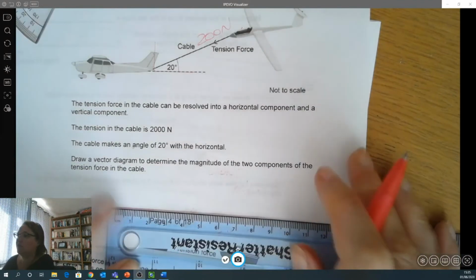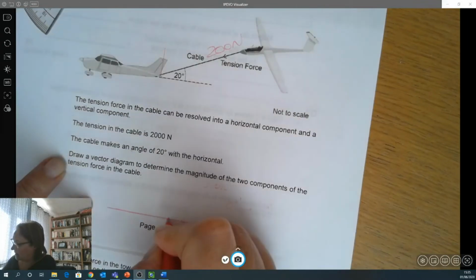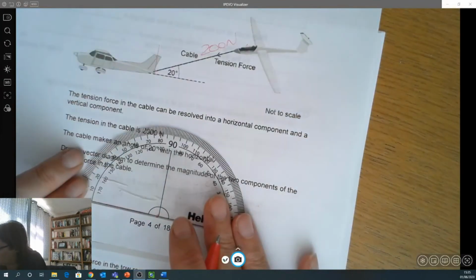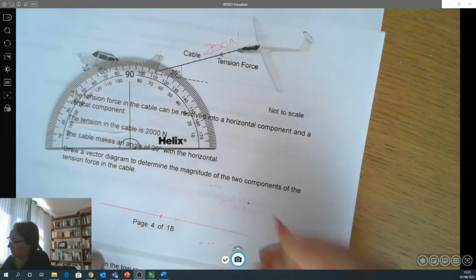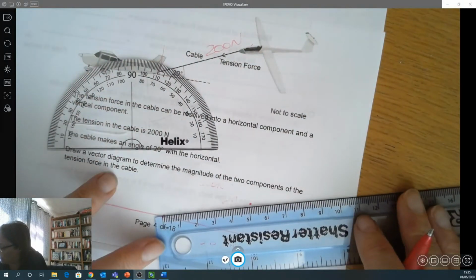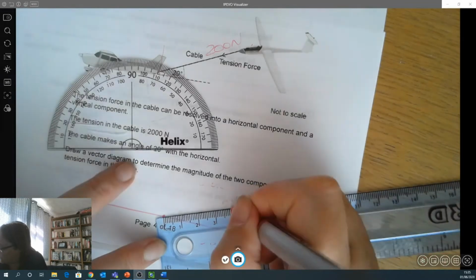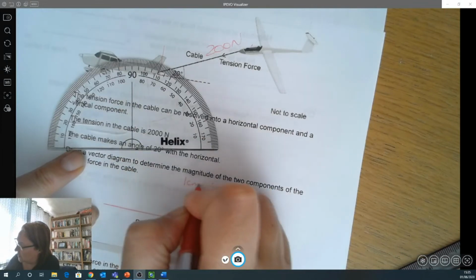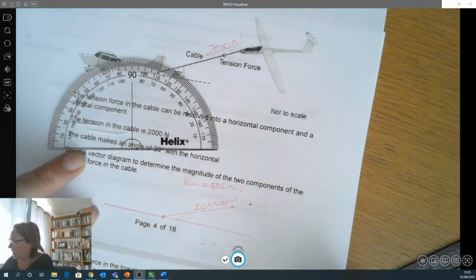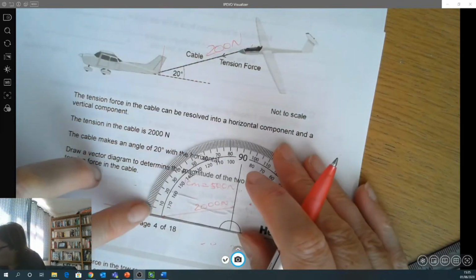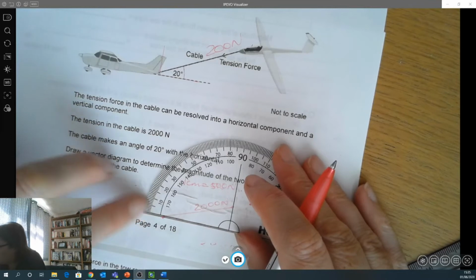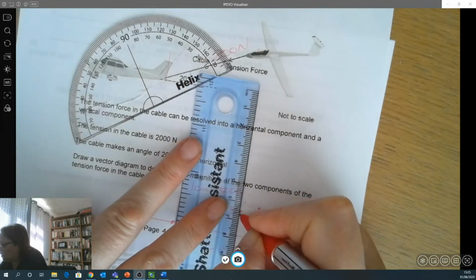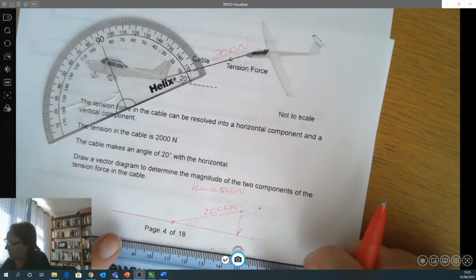I'm going to do my horizontal line across the bottom there and measure my 20-degree angle. And I'm going to decide to do 1 centimetre as 500 newtons. So I'm going to do a 4 centimetre line to be the 2000 newtons. So 1 centimetre here is 500 newtons. I'm then going to use my protractor to accurately get the downward line. There we go, and there is the vertical force.